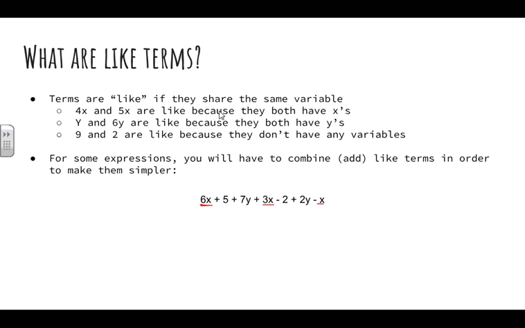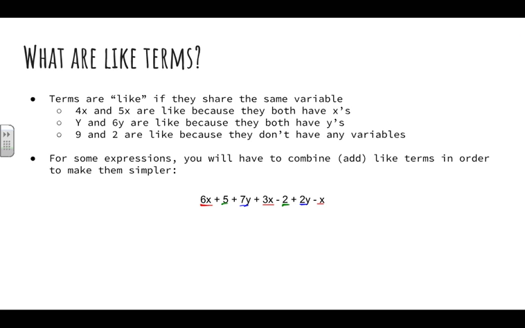I'm going to underline all of my just plain old numbers like 5 in green. So 5 is just a plain old number, and so is 2. So they are like terms. I can put them together. And I'm going to underline all of my y's in blue. So 7y and 2y.